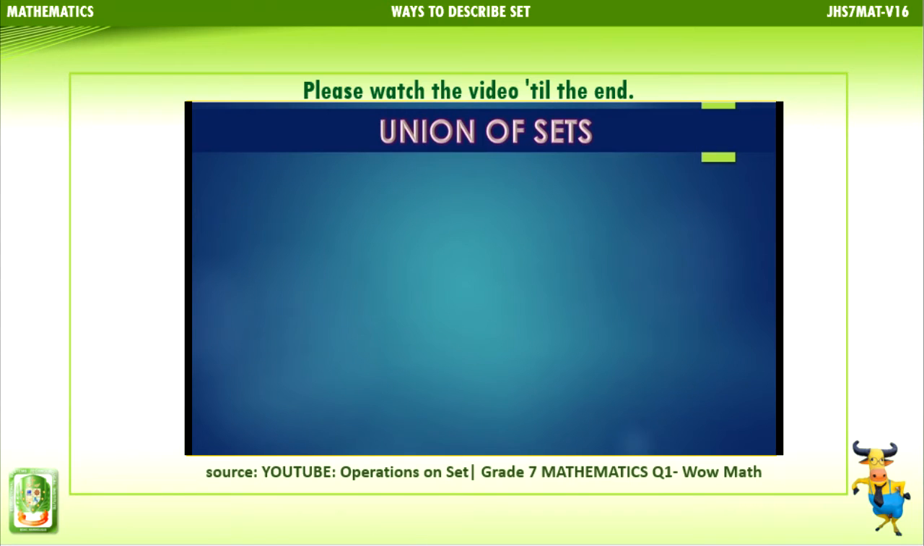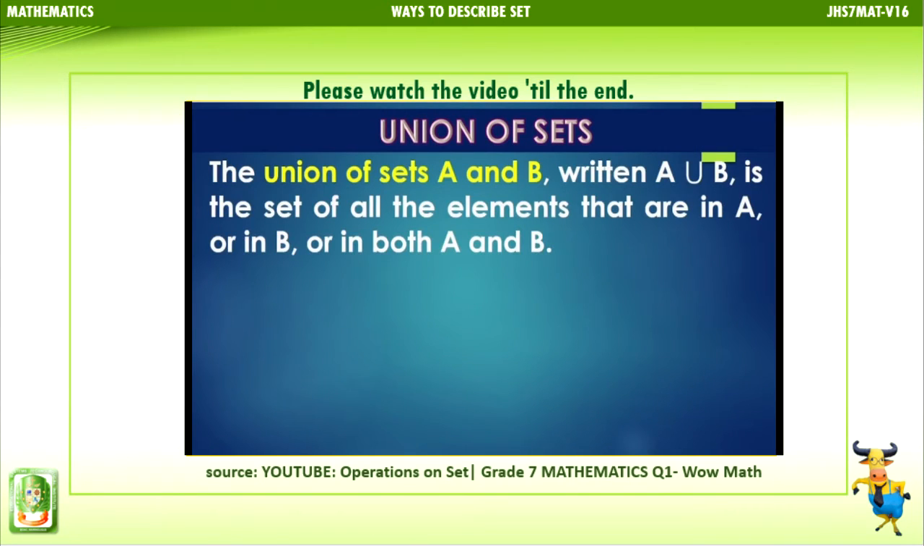Next, union of sets. Pag sinabi nating union, the union of sets A and B, written as A union B, take note of our symbol, it looks like U, is the set of all the elements that are in A, or in B, or in both A and B. So, pag sinabi nating union, ibig sabihin, all the elements. So, we will combine all the elements na nasa A at nasa B. So, kung ano yung mga elements ni A at ni B, pagsasama-samahin lang natin siya lahat.